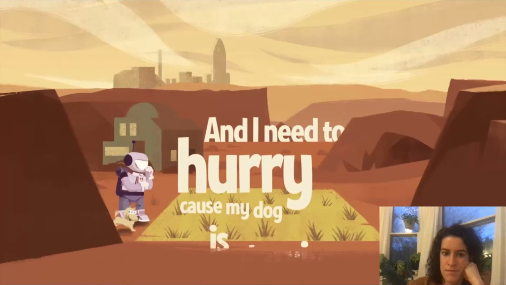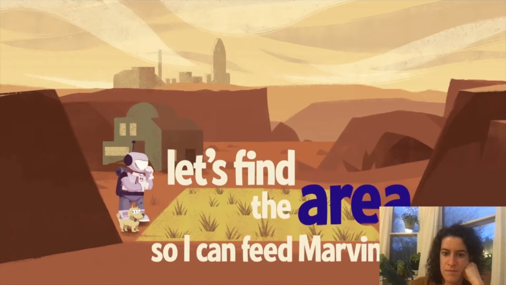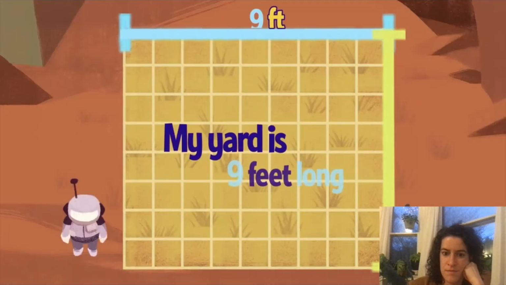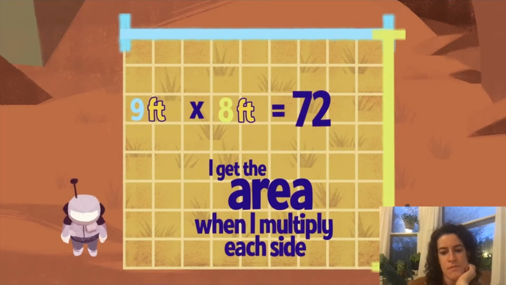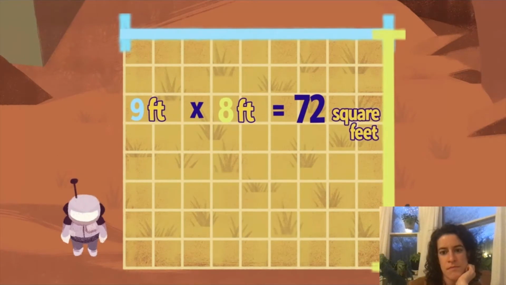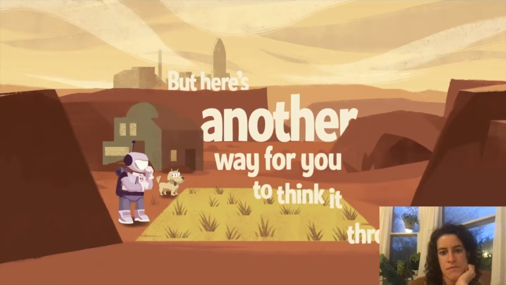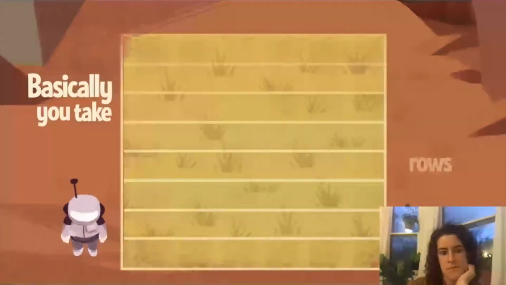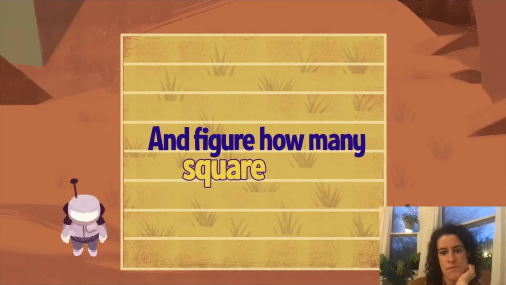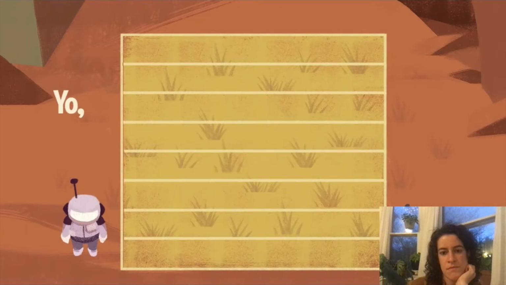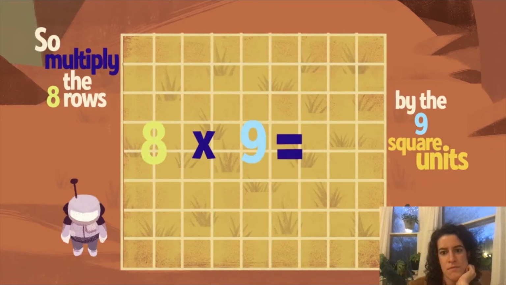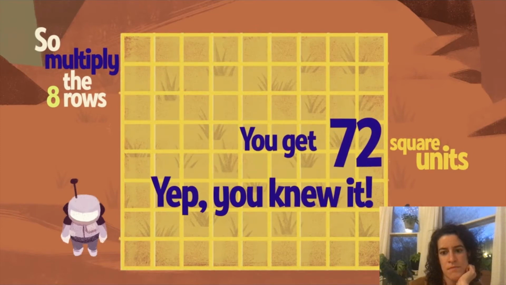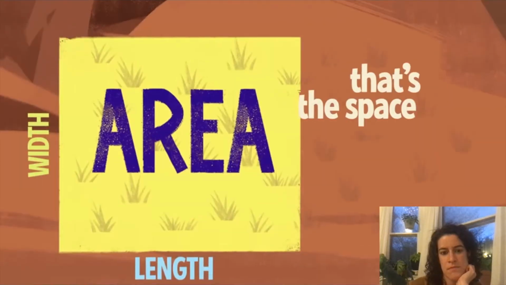And I need to hurry cause my dog is starving. Let's find the area so I can feed Marvin. My yard is 9 feet long by 8 feet wide. I get the area when I multiply each side. 9 times 8 is 72. But here's another way for you to think it through. Basically, you take the rows and figure how many square units fit inside of those. My backyard is 8 feet wide. So that's 8 rows with 9 square units in each. So multiply the 8 rows by the 9 square units, you get 72. Yup, you knew it. The area, that's the space inside.